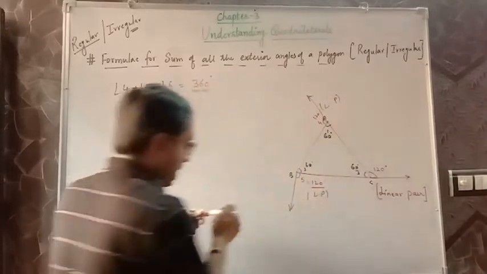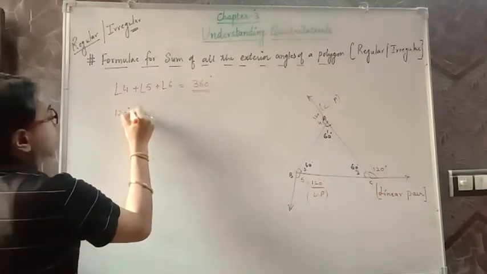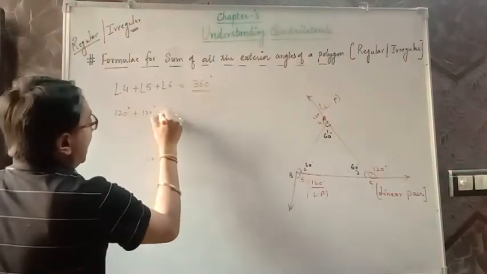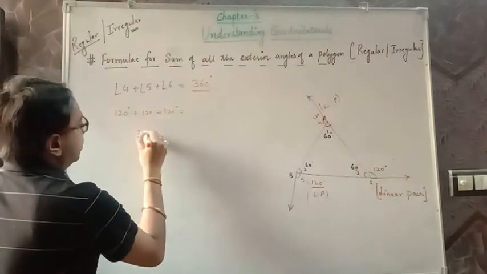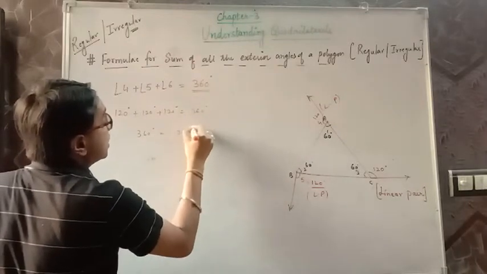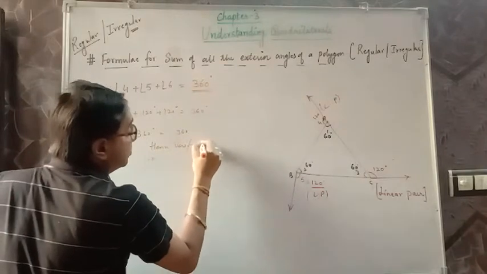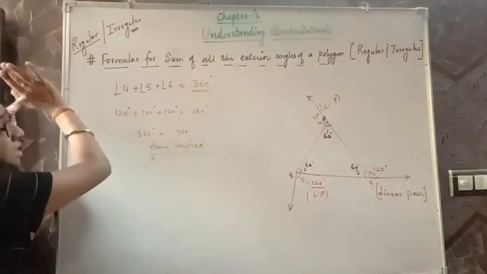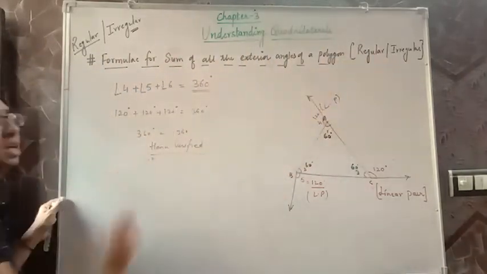If I put the value, angle 4 is 120 degrees, angle 5 is 120 degrees, angle 6 is 120 degrees. 120, 120, 120, that is 360 degrees. LHS equals RHS. Hence verified. I verified in front of you that my statement is correct: the sum of all the exterior angles of any polygon is always 360 degrees.